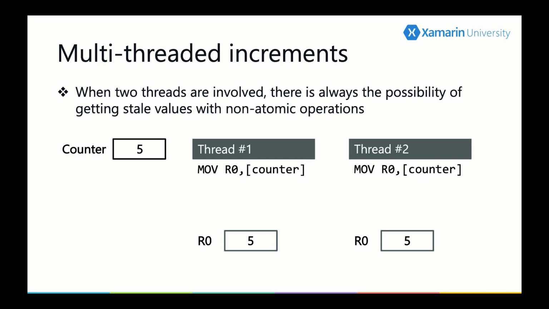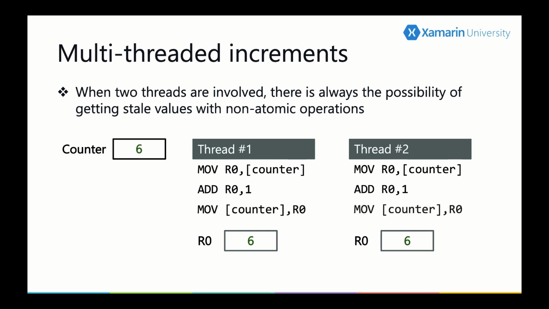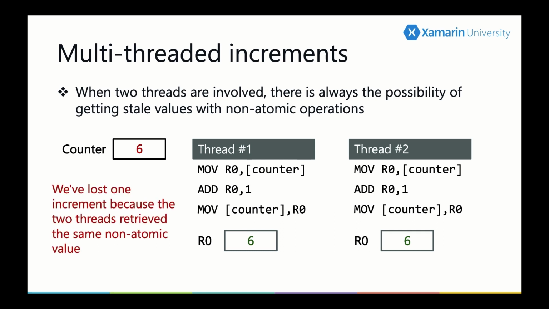Then our first thread increments the register. And so does thread 2. Now it's number 1's turn again. It puts the new value back into the shared memory location. Thread 2 does the same thing. And see what the result is. We have lost 1 increment because the 2 threads retrieved the same non-atomic value in this case. So the final value that we get is not the one that we really want.